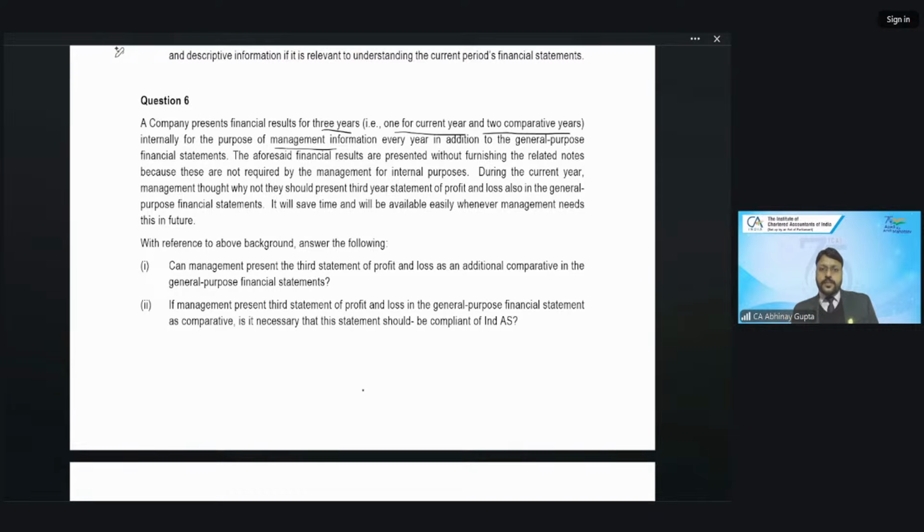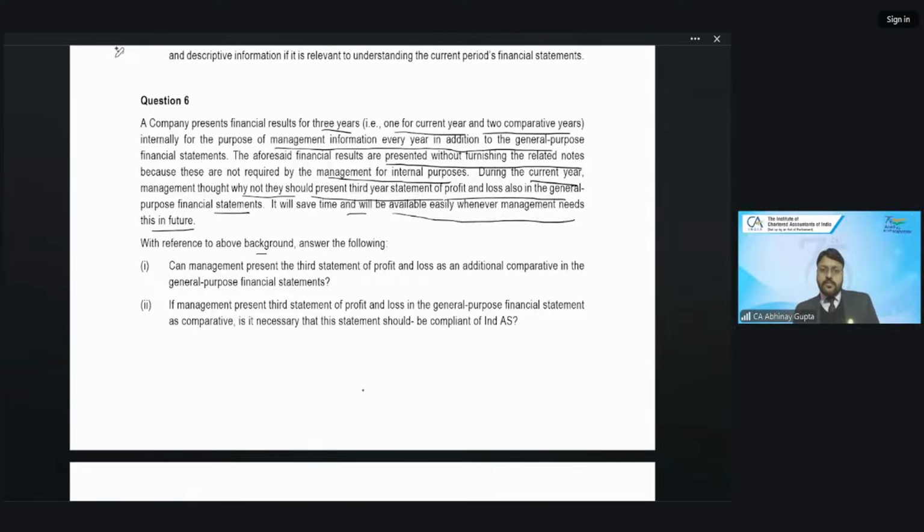Initially, for the purpose of management information every year, in addition to the general purpose financial statements, the aforesaid financial statement results are presented without furnishing the related notes because they are not required by the management for internal purposes. During the current year, management thought, why should they not present the third balance sheet and or third statement of P&L in the general purpose financial statements also. It will save time and will be available easily as and when the management finds need in the future.